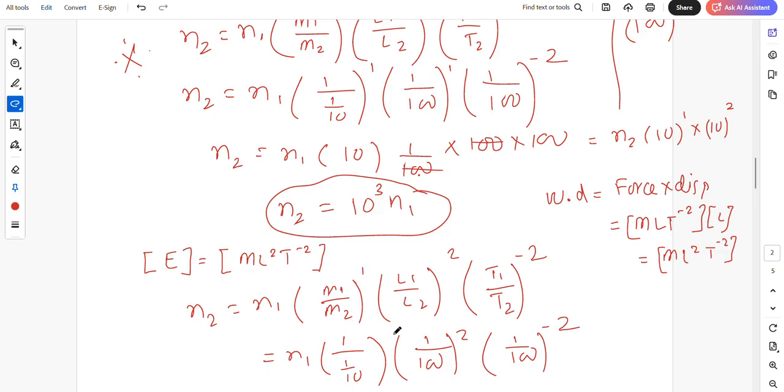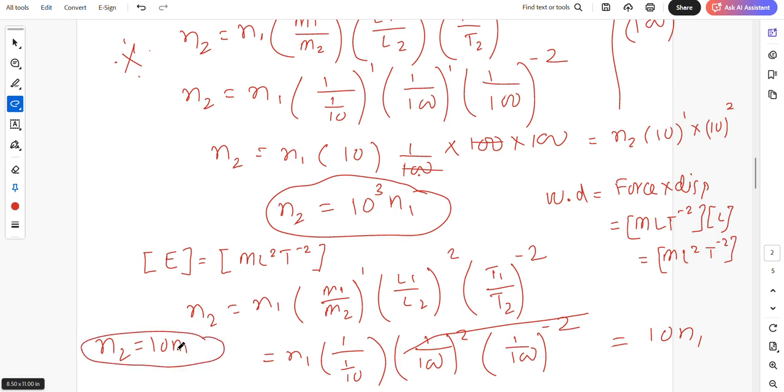Just see here, 1 by 100 to the power of 2, this gets cancelled. So that is equal to 10, it will become 10 n1. You got n2 is equal to how much? N2 is equal to 10 n1. We will see whether it is given 10 times.